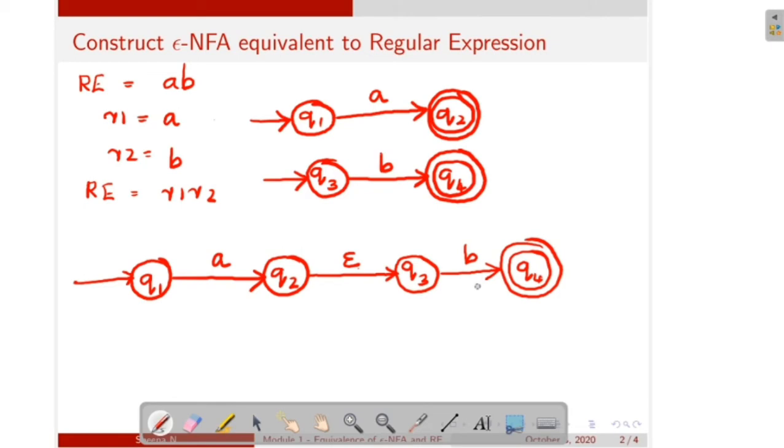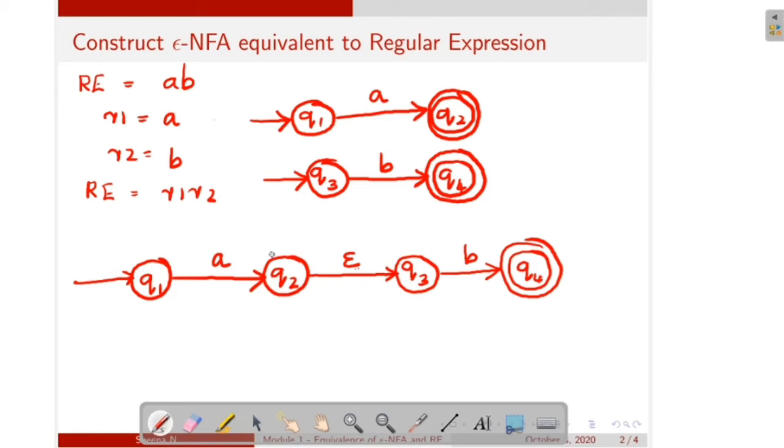A followed by B only, or A epsilon B. Epsilon B is equal to AB itself. Okay. So here we first draw the epsilon NFA for R1, then epsilon NFA for R2, then combine these two. That means there is a transition from the final state of the epsilon NFA for R1 to the initial state of the epsilon NFA for R2. There is an epsilon transition.